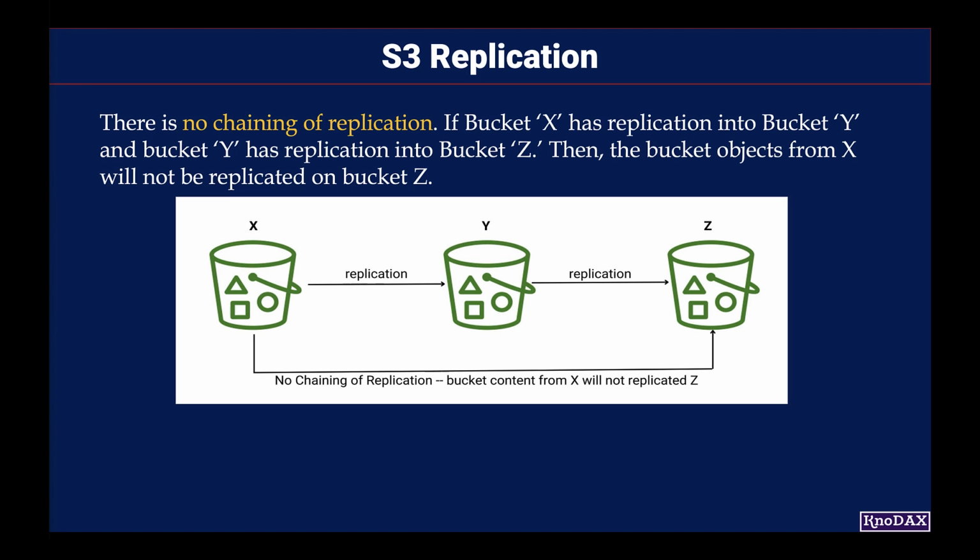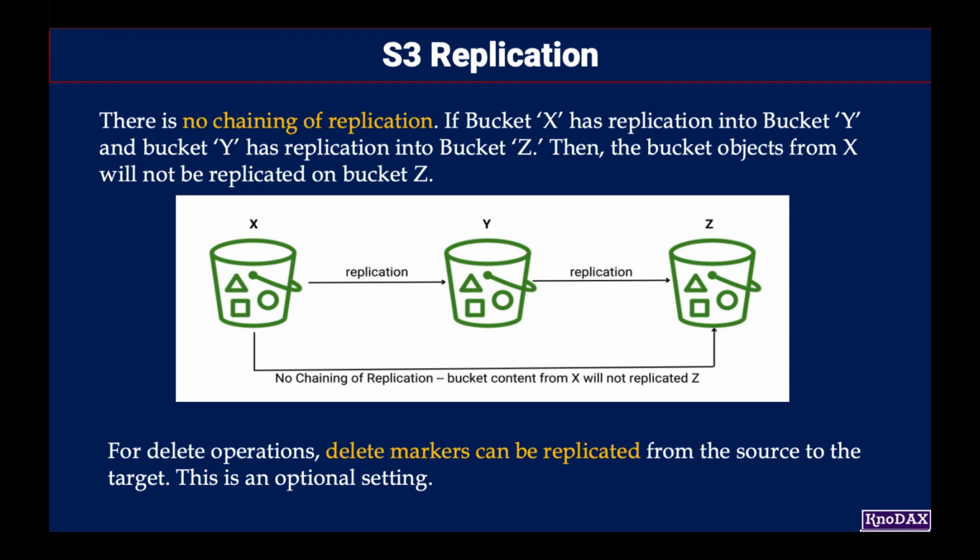There is no chaining of replication. If bucket X replicates into bucket Y and bucket Y replicates into bucket Z, then the bucket objects from X will not be replicated on bucket Z. For delete operations, delete markers can be replicated from the source to the target bucket. This is an optional setting.